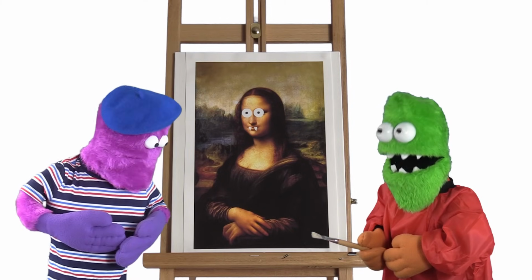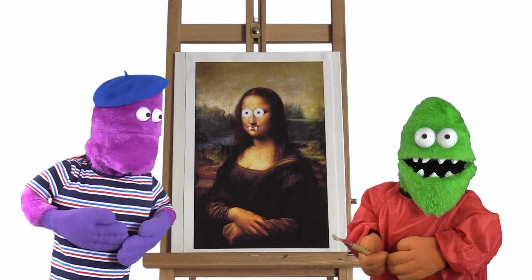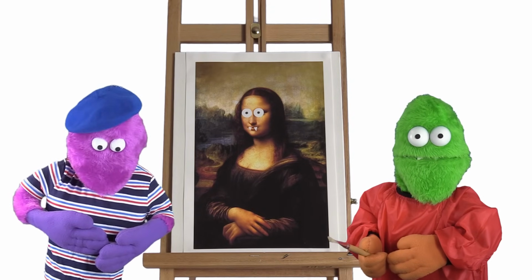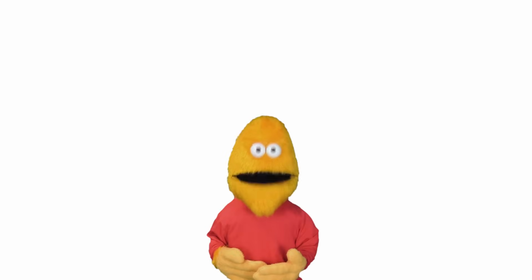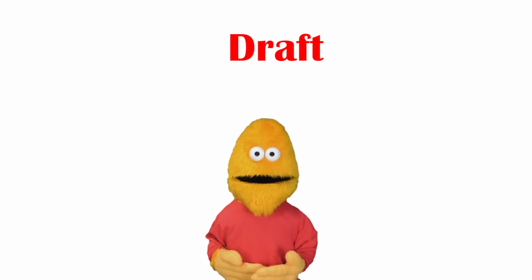Just like you wouldn't take a piece of artwork and try to pass it off as your own, the same applies to information you find in written texts. Step 4. Draft. Your first copy is a draft. It's not going to be perfect, that's why it's called a draft.